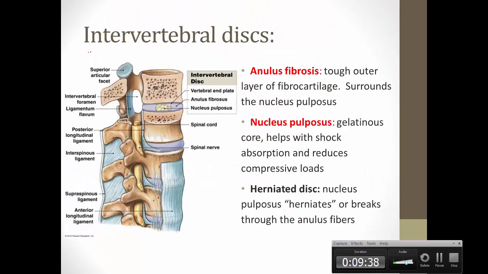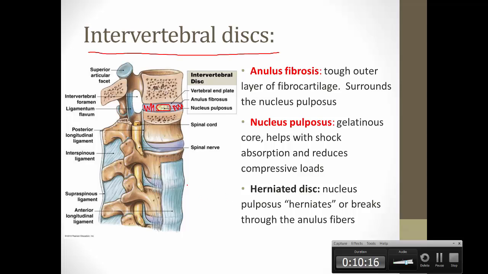Next, we will go to the intervertebral discs, and there are two components that we need to talk about in the intervertebral disc. The first component is called the annulus fibrosus, which is basically a fibrocartilage. Just as an example of fibrocartilage, and we spoke about this earlier in the connective tissue chapter. And in the middle here, we have the nucleus pulposus. And the nucleus pulposus is composed of a gelatinous core, and it helps with shock absorption.